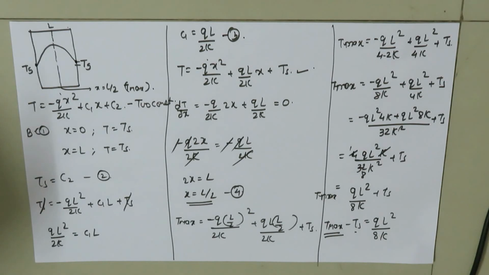So this was all the information and all the equations regarding what happens when the slab is maintained at the same temperature Ts on the left and right hand side.